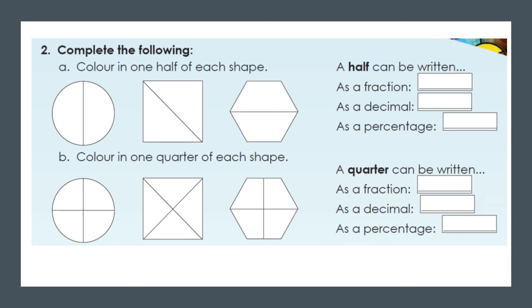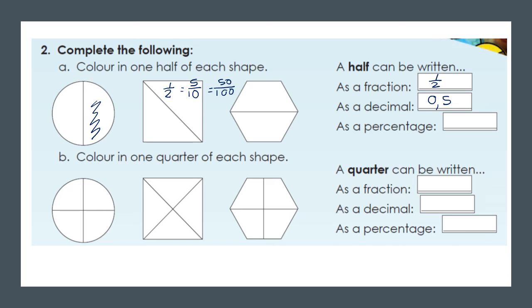Okay, let's complete the following. Half can be written as a fraction. A fraction would be a half, 1 of 2. As a decimal would be 0,5. Why? Because a half, another way of writing it, if I put it over 10, equals 5 over 10, or it can equal 50 over 100.